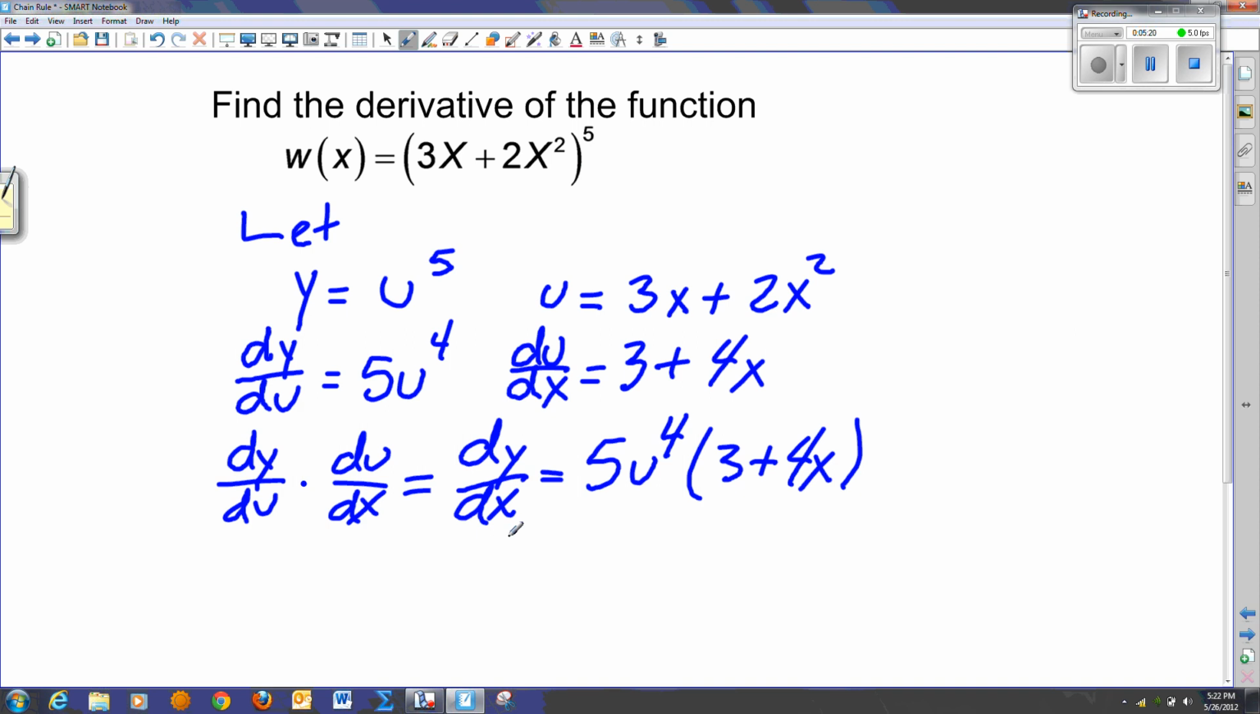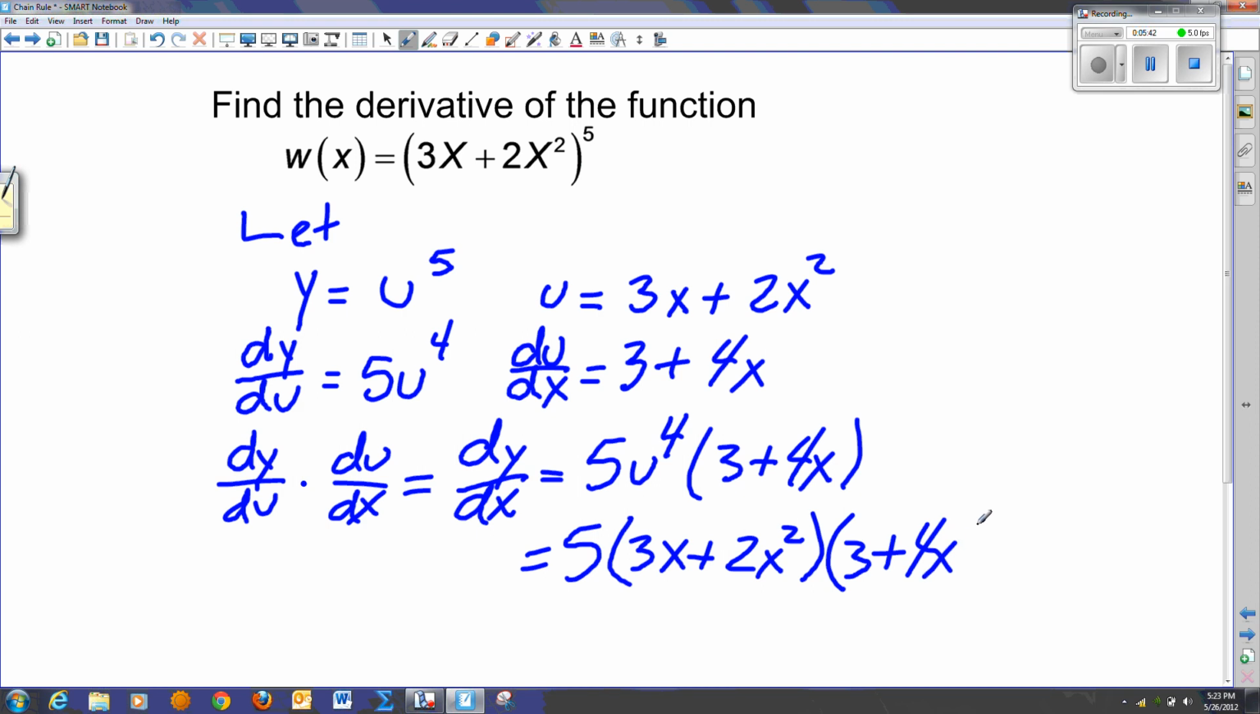So I'm going to rewrite this one more time. I'm going to say that dy dx is equal to 5, and instead of u, I'm going to make that substitution of 3x plus 2x squared for u. And that's all going to be multiplied by 3 plus 4x. I think that's a heck of a lot better than multiplying the w of x term out 5 times and then taking the derivative of that.